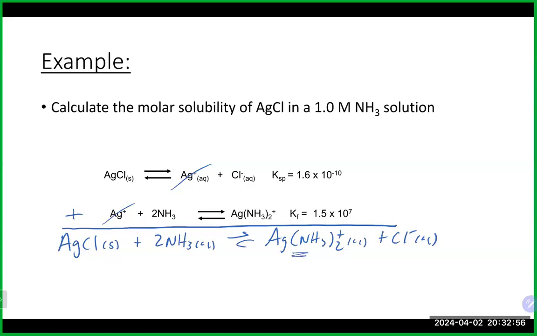So we could get the overall K value here by taking the KSP times the KF. Can I do that if one's a KSP and one's a KF? I can. They're all equilibrium constants. It doesn't really matter what the little subscript is. You can multiply them together. Kind of the same idea where we did Ka times Kb equals Kw. So if we do that here, that is 1.6 times 10 to the minus 10 times 1.5 times 10 to the 7, which gives 2.4 times 10 to the minus 3 in this case.